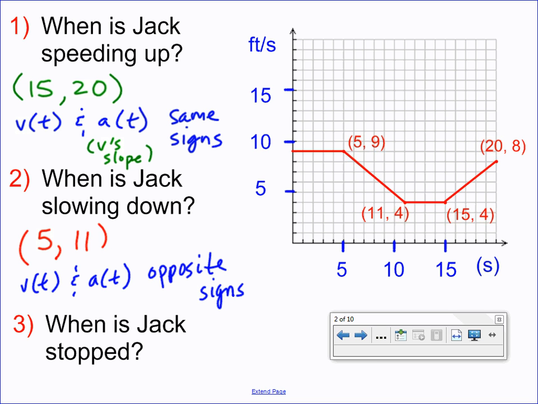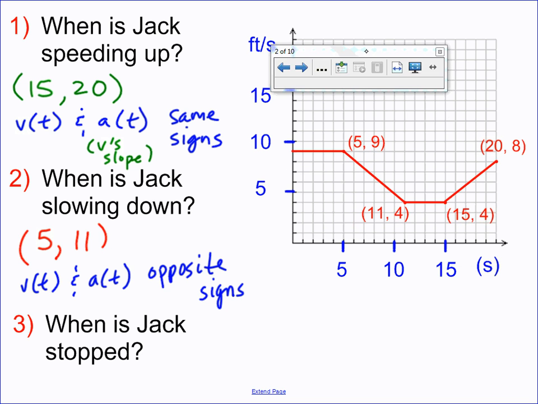Awesome. When is Jack stopped? And so when is Jack stopped? Well, what did you get for that? Riley? I don't think he stopped at any point in the graph. I agree. What would it take for Jack to be stopped on this graph? What would we need to see? Brandon? A velocity of 0. And as we survey this interval, it appears that velocity never equals 0 on the provided time interval. And so never on this graph. So never on this interval.